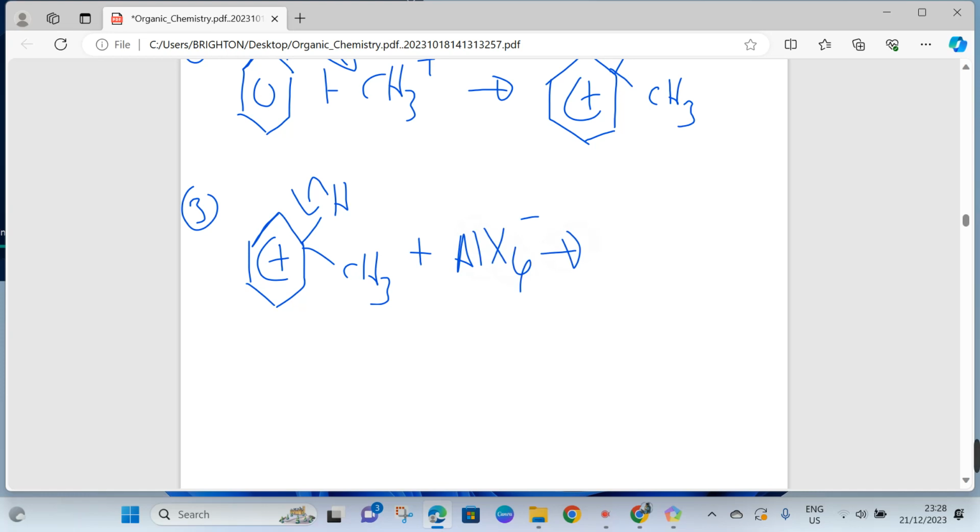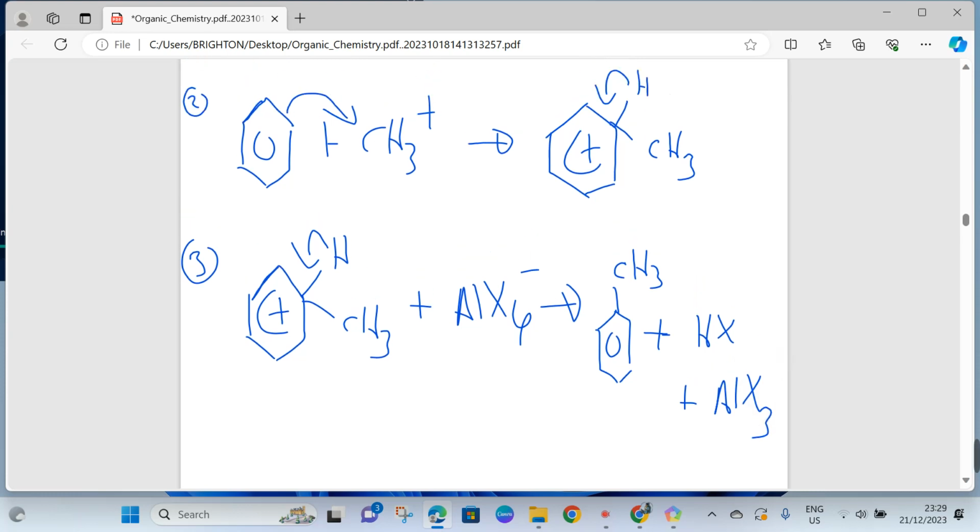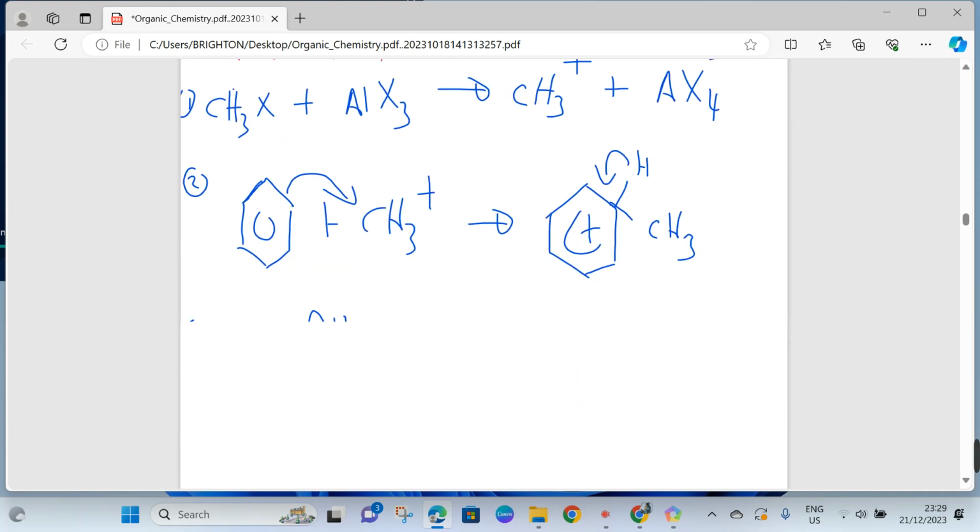I then produce my methylbenzene on this side, plus my what? Plus my HX plus my AlX3, which is the catalyst regeneration process. So that's how methylbenzene is formed. Okay.